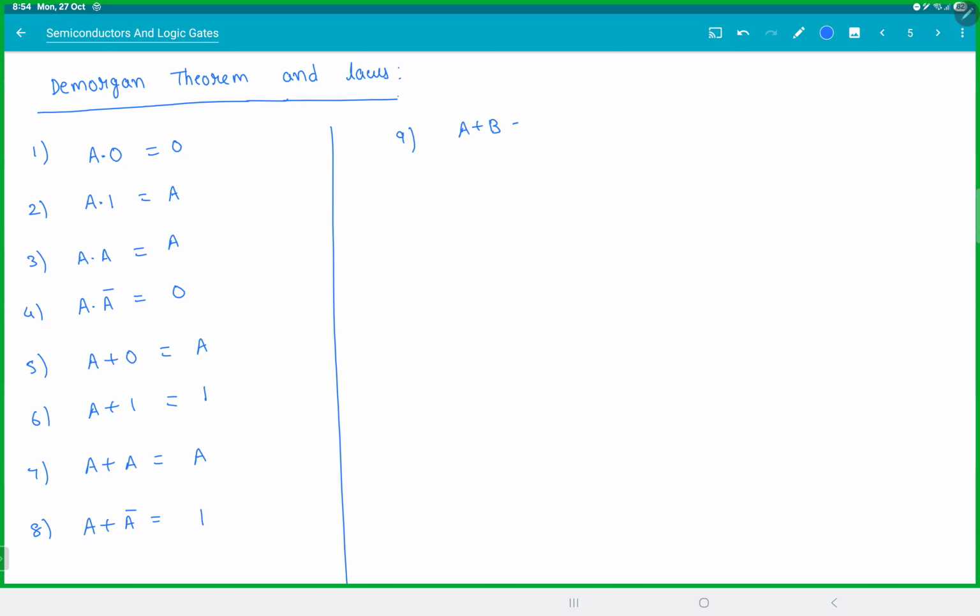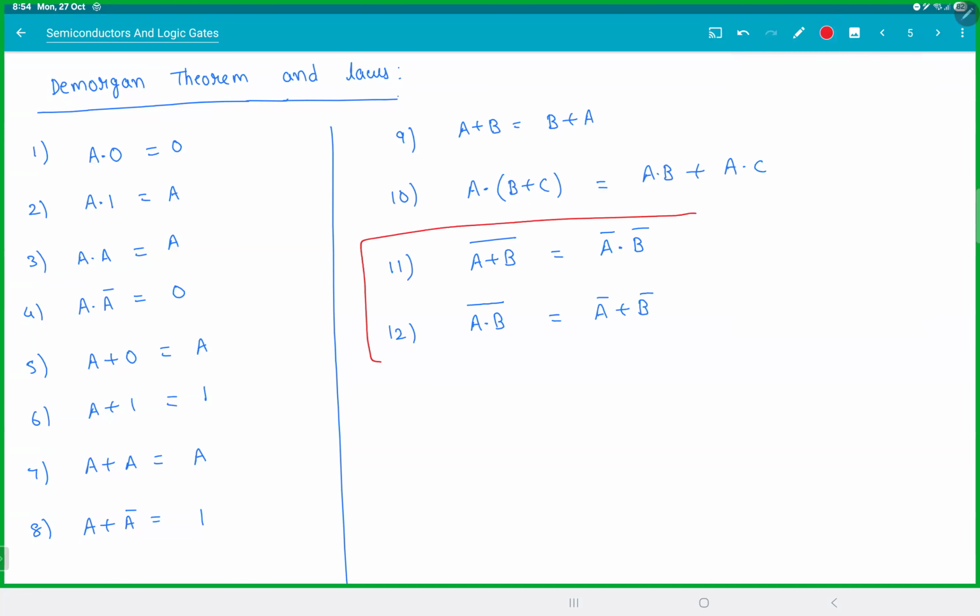A plus B is same as B plus A. So if you have A dot B plus C, this will be A dot B plus A dot C. 11th and 12th are the most important ones. This is the De Morgan's theorem. A plus B whole bar becomes A bar dot B bar. So if you want to split the negation, the plus becomes dot. Similarly, if you have A dot B whole bar, if you want to open the negation, it becomes A bar plus B bar. You should definitely mug up these two.